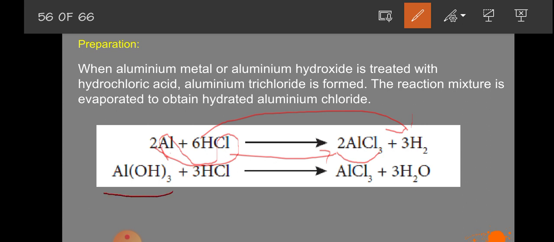But now we are reacting with aluminum hydroxide. Aluminum hydroxide is a base, so base with acid. When a base reacts with an acid, it forms a salt. So it forms aluminum trichloride with the water molecule. It is a good example of a neutralization reaction. A neutralization reaction is when an acid and a base join, we compulsorily get a salt and a water molecule. So this is a preparation for aluminum chloride.